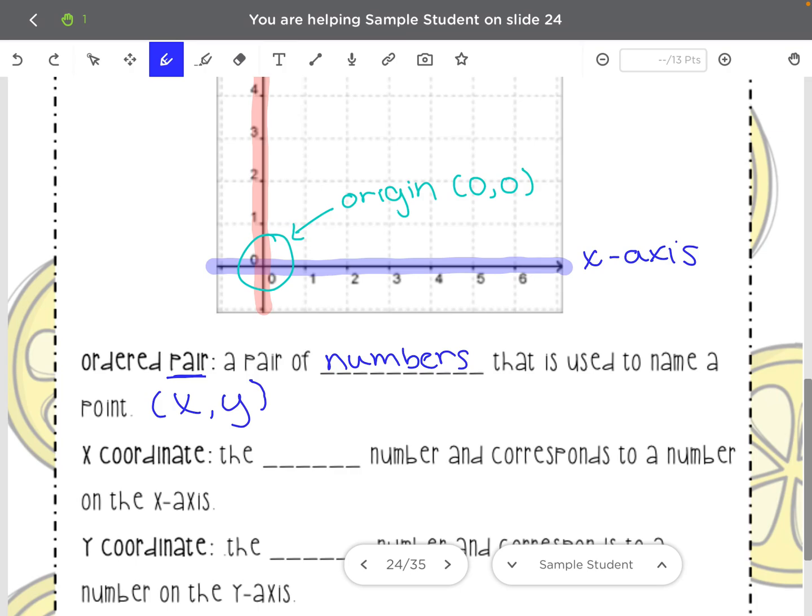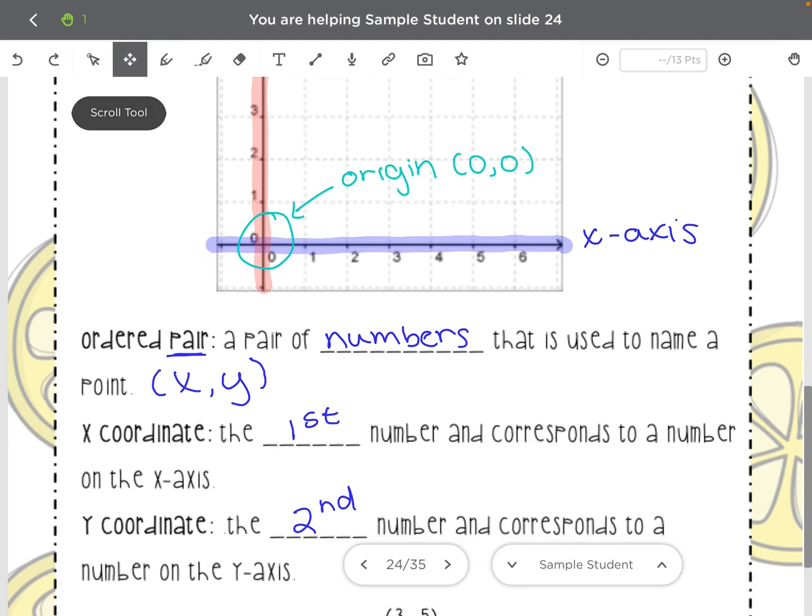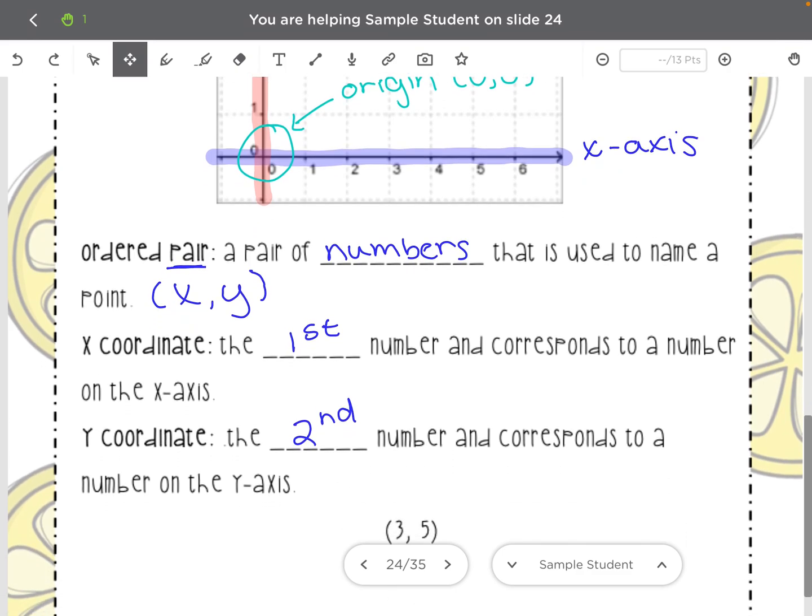I put x and y there because the first number is the x-coordinate. That is the first number, and it tells us where our point goes on the x-axis, or the horizontal. The second number in the pair is the y-coordinate, and that tells us where the point goes on the y-axis, or the vertical on our coordinate plane.